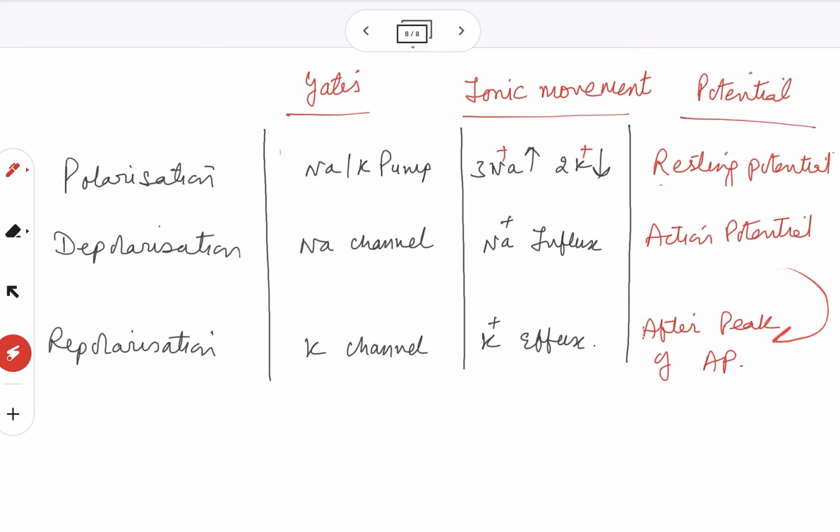At the peak of the action potential, we have the repolarization, in which the sodium channel closes and the potassium channel opens up. There will be efflux of potassium ions and it will help us to go back to the polarized state.